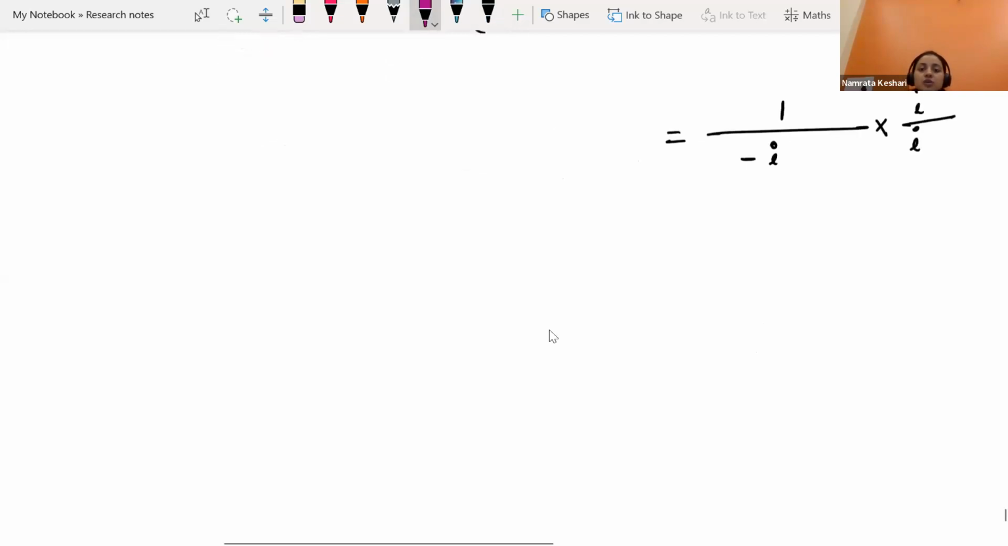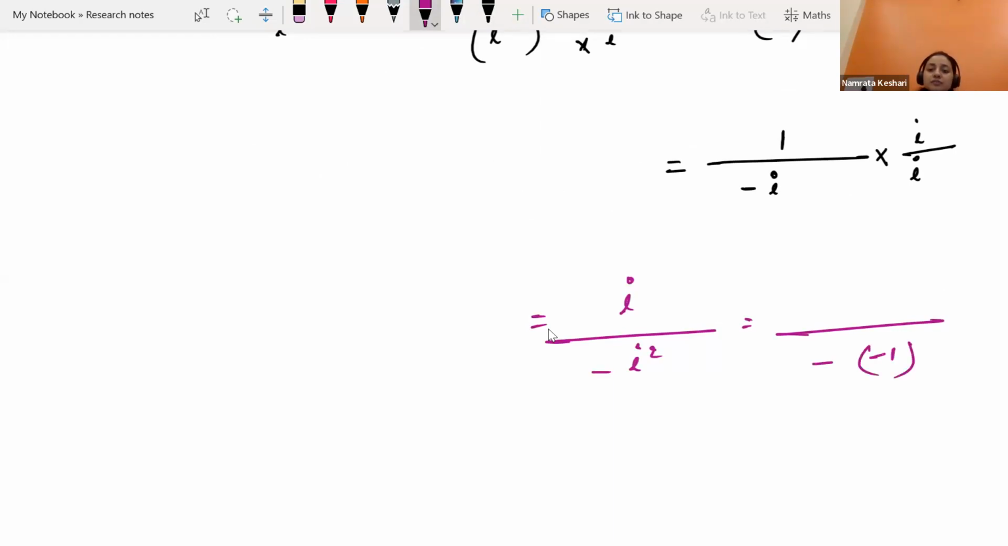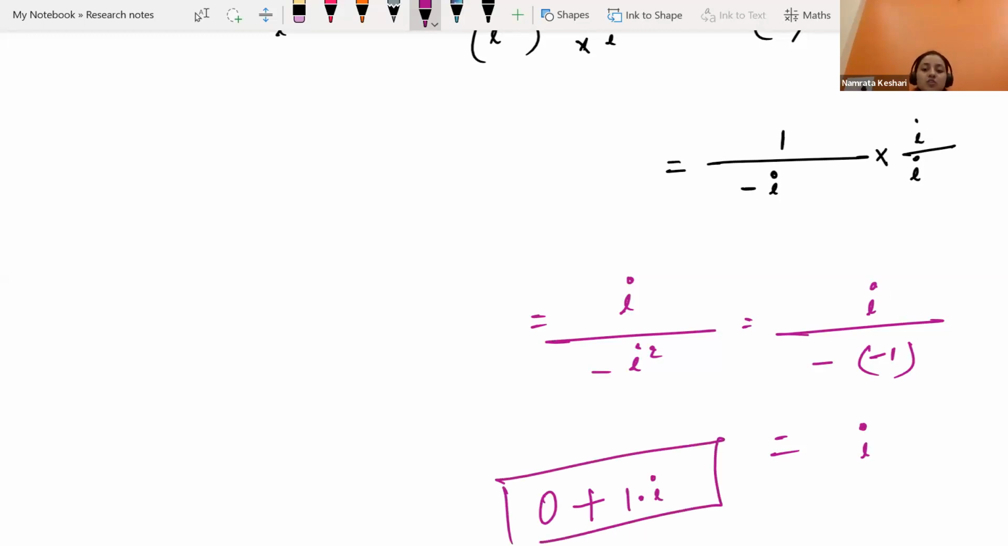So we are going to get i by minus i square. i square means minus 1, so we are getting just i. Is it clear? A plus ib format we wanted to create, so 0 plus 1 into i. Real part is 0, imaginary part is 1. Is it clear, Ali and Alina? Yes, ma'am. Let's move on to the questions.